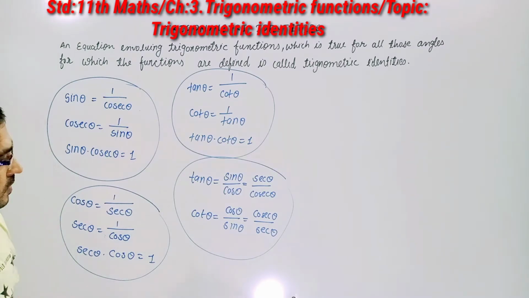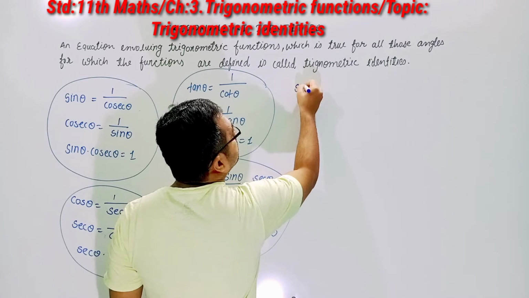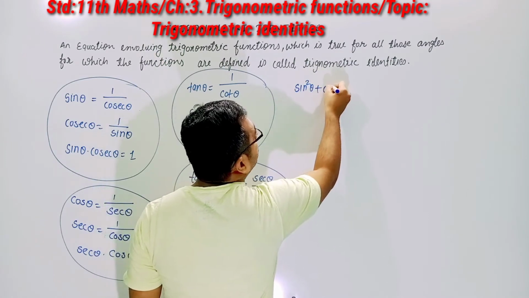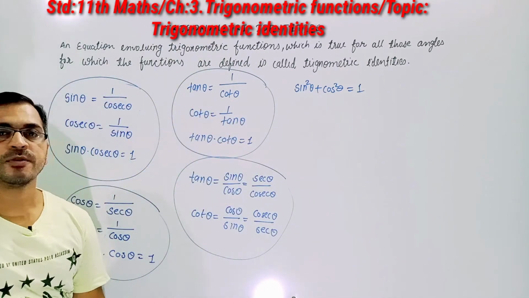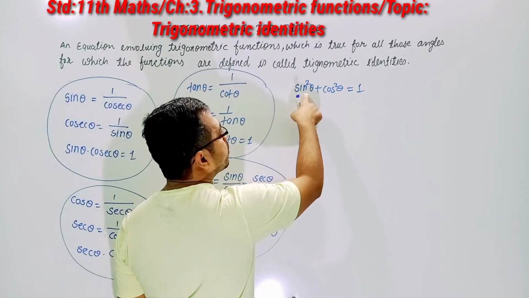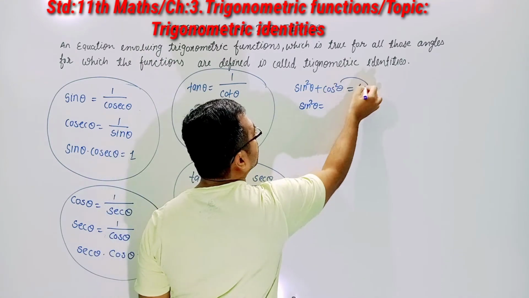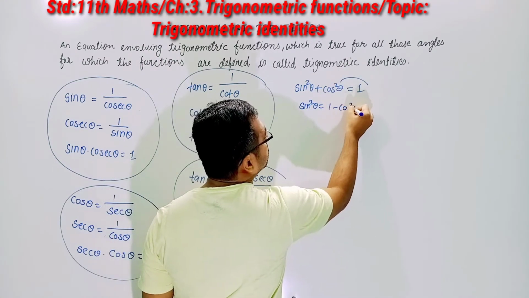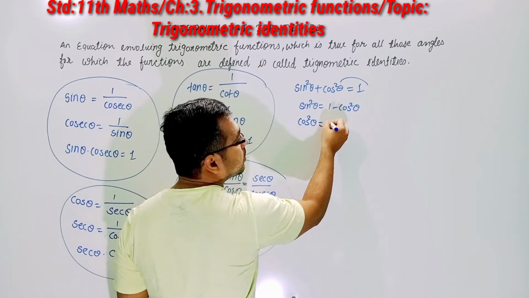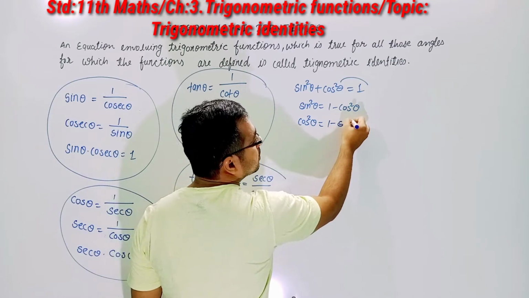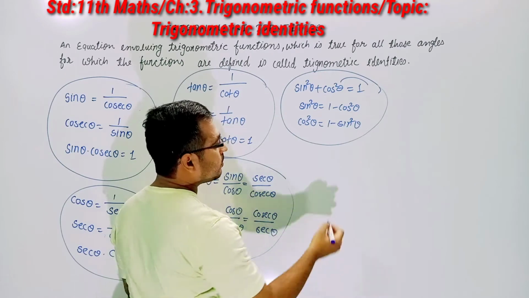Okay, students, we know that sin square theta plus cos square theta is 1. If you want to formulate sin square theta, it will be 1 minus cos square theta. If you want to find cos square theta, then it will be 1 minus sin square theta.